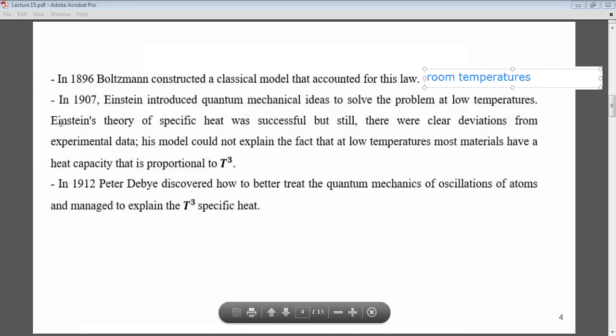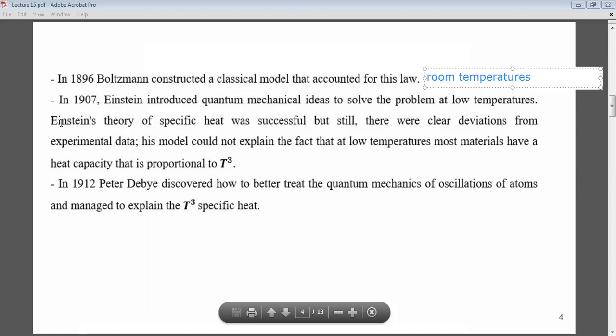Now, Einstein's theory of specific heat was successful, but still there were clear deviations from experimental data. So he had a model. Model means he could solve it theoretically, okay? He found equations and they could be solved theoretically, but he also did experiments.